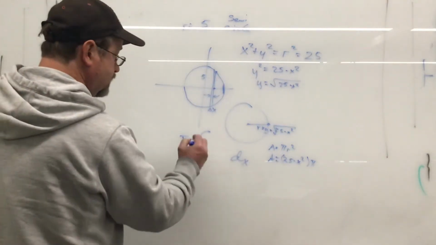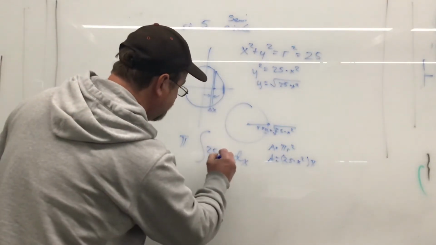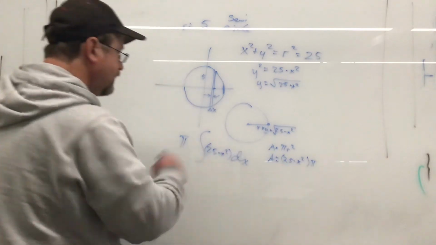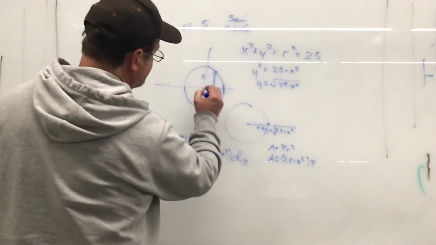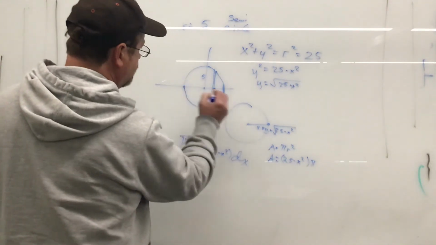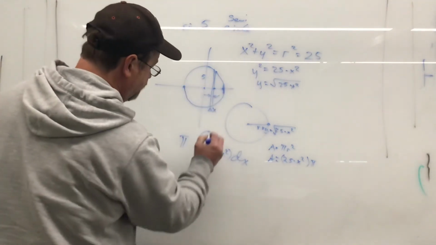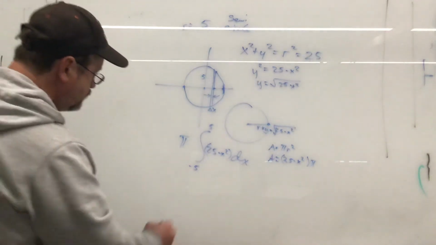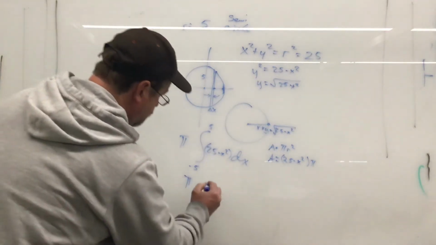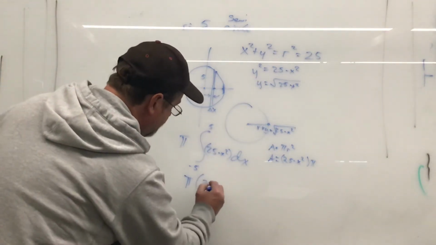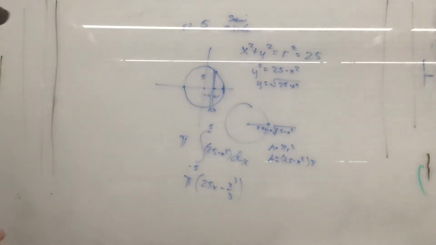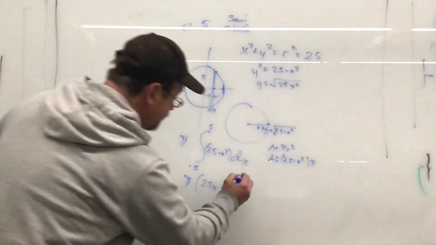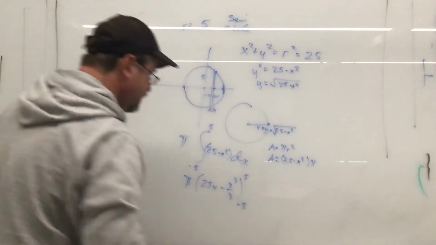To actually do this integral, I'm going with 25 minus x squared, pulling the pi outside. And what's my integral from? From where to where? If I'm going to get this entire semicircle, I have to start over here and go to here. I'm going to go from -5 to 5. When I do that, what happens? It's a simple integral: 25x minus x cubed over 3, and I integrate that from -5 to 5.